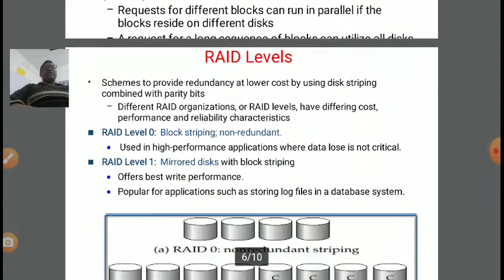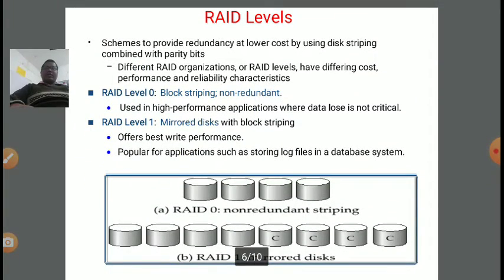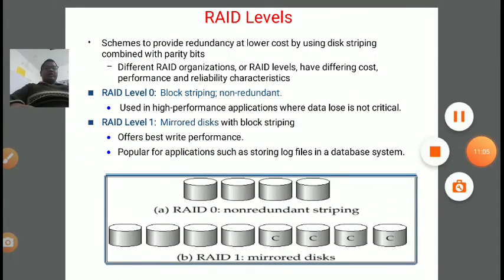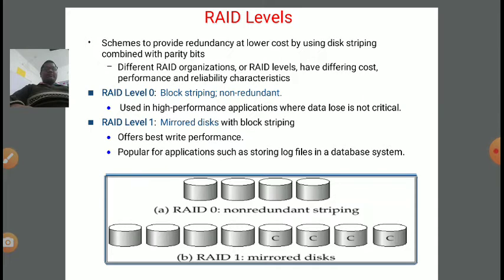Next, there are various RAID levels available. In RAID, redundant array of independent disks, there are various levels available, and every level has its own significance as well as corresponding features. And according to the requirement, we can pick any level.